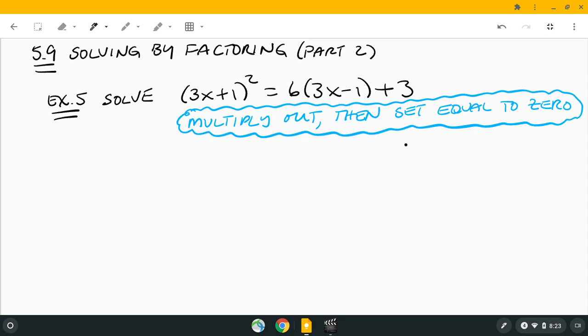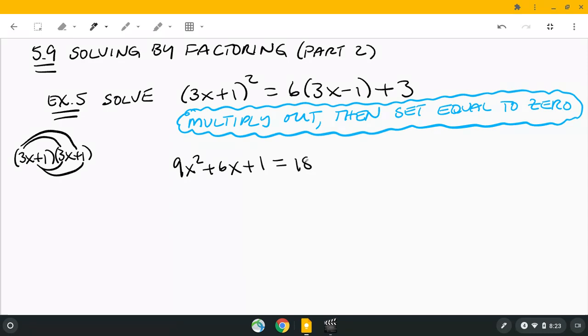If not, then you're going to have to go off to the side and do your distributive property. Do 3x times 3x, 3x times that, 1 times that, 1 times that. Okay, I'm not going to do that. I'm going to use the shortcut that I taught you guys. So here, this is going to give me 9x squared plus 6x plus 1 equals, distribute the 6, so 6 times 3 is 18x. 6 times negative 1 is negative 6, and bring down the plus 3.